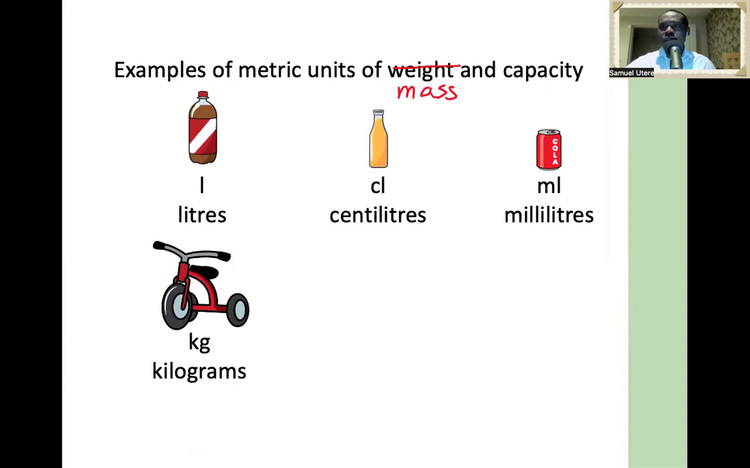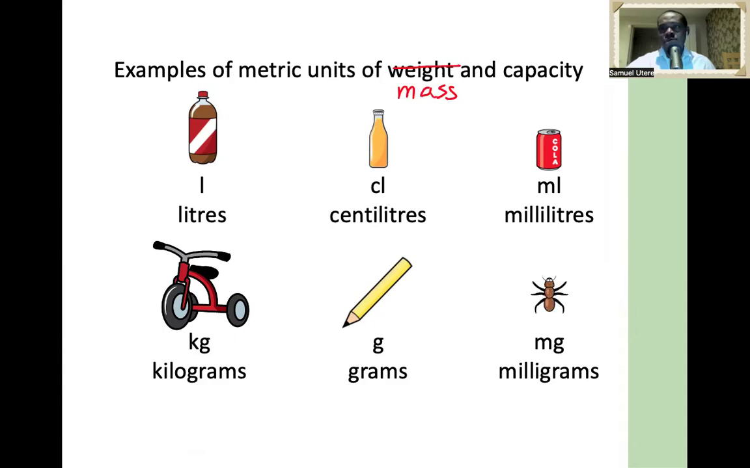Kilogram, you would see used for really large objects. This is used to measure mass. So you see it for really large objects like your tricycle or your motorcycle, which would be measured in kilogram. Then grams, you would see maybe to measure your pen, your pencil, your book. And then milligrams would usually be something like an ant or maybe your cupcake, something really small.